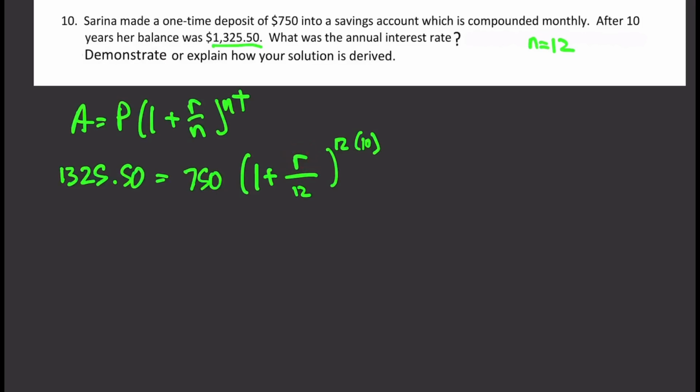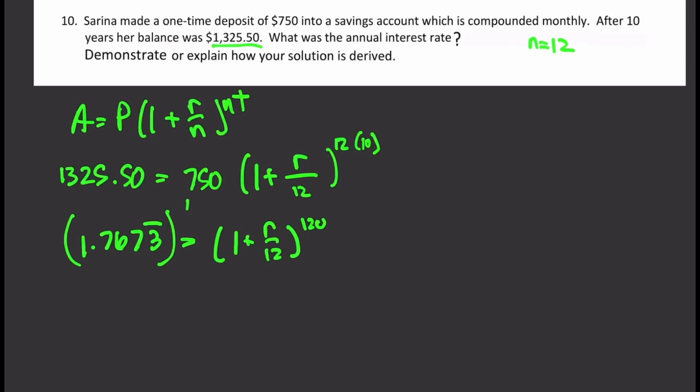First thing I'm going to do is divide both sides of the equation by 750. If I do that, I get 1.7673 repeating, and that's equal to 1 plus R over 12 to the 120th. Now remember, I'm trying to isolate the R, so I need to get rid of this exponent. We just did one similar to this in a previous problem. I need to take both sides to the reciprocal exponent, 1 over 120, because that's going to cancel those exponents right there.